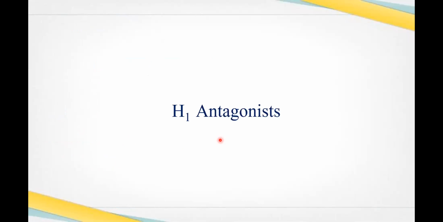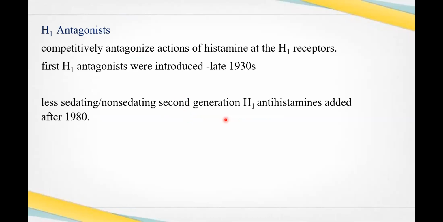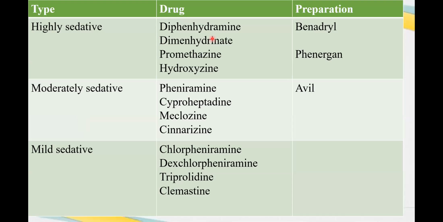Now we will come to our drugs, that is H1 antagonists. These are the antihistamines acting on H1 receptors. The H1 antagonist will be antagonizing the actions of histamine at the H1 receptors. The first H1 antagonist was introduced in 1930, and later on other drugs, less sedating, non-sedating second generation antihistamines, were added after 1980. So it is very recent, 1980. So this is the classification. Just have a look at this. It is written in your book. There are different types: highly sedative, moderately sedative, and mild sedative.